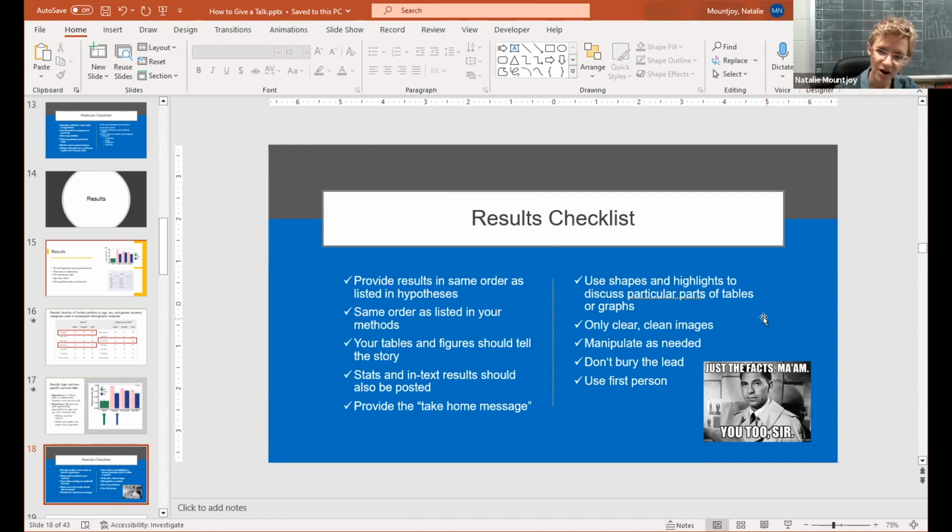Make sure that your data are telling the story. That word is plural, by the way, right? The data are telling the story, not the data is telling the story. Data is a plural word, so make sure you're using it that way.